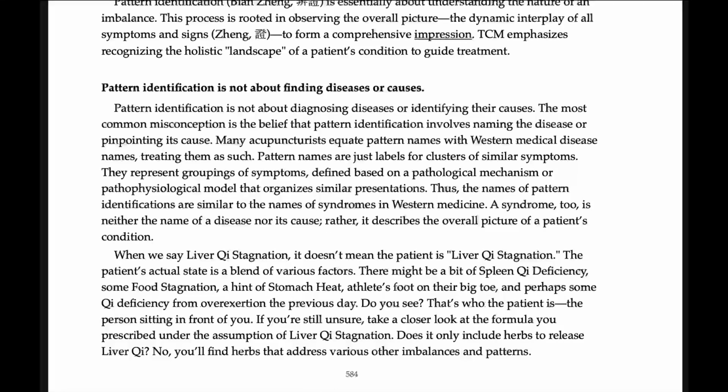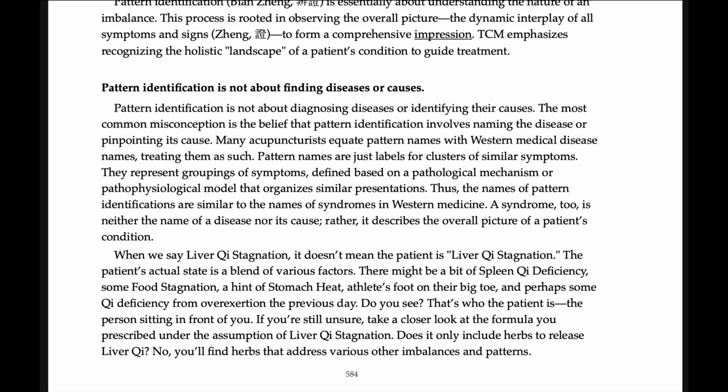Pattern identification is not about diagnosing diseases or identifying their causes. The most common misconception is the belief that pattern identification involves naming the disease or pinpointing its cause. Many acupuncturists equate pattern names with Western medical disease names, treating them as such.